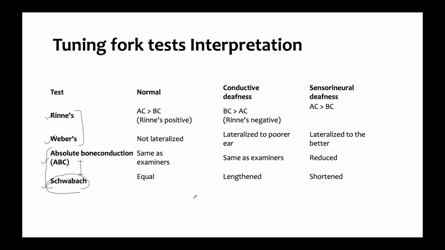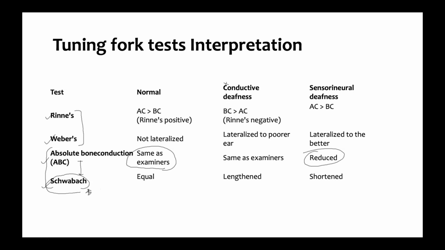And what do we do in these two tests, that is absolute bone conduction or Schwabach test? We will be comparing only the bone conduction from the patient to the examiner. If both are hearing the sound for the same time, then it is normal. If the patient is hearing reduced sound in comparison with the examiner, then it is a sensory neuronal hearing loss. In conductive deafness, we are least bothered because we are not looking at conductive deafness in this. Then it is the same as the examiner.